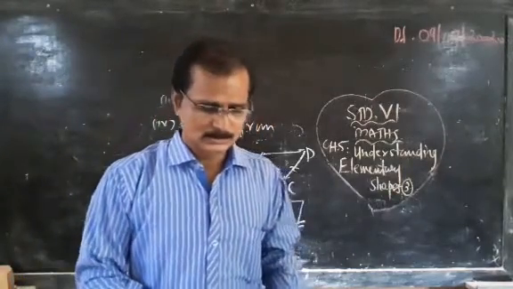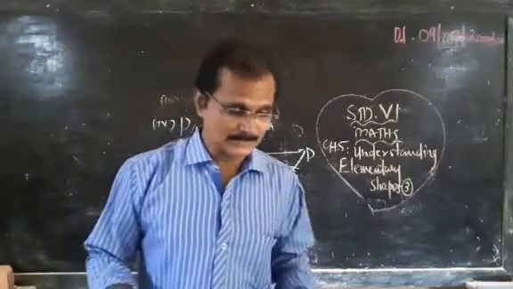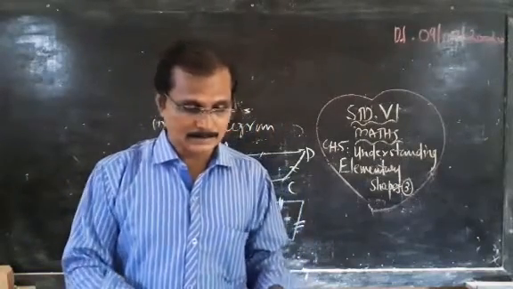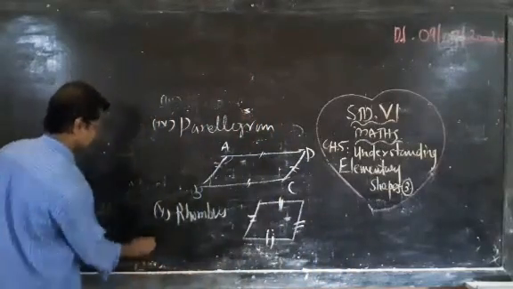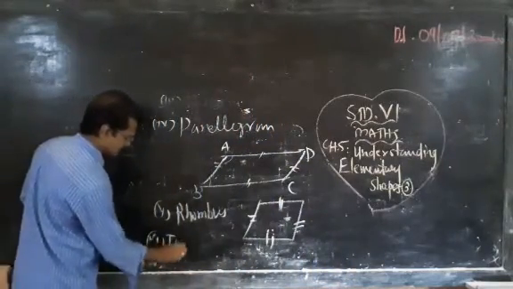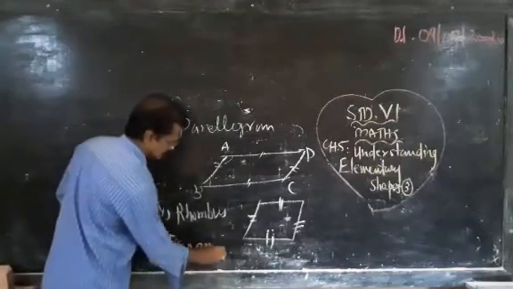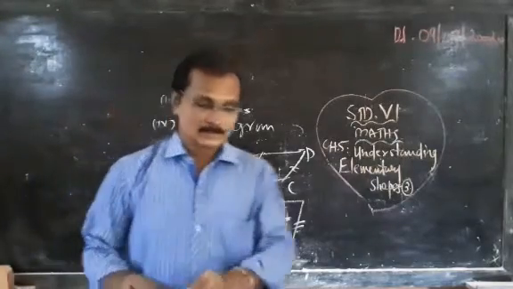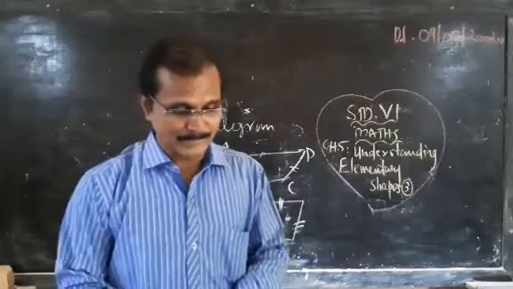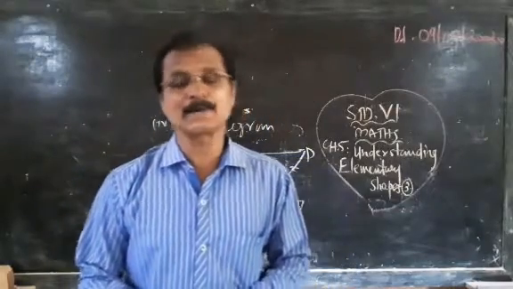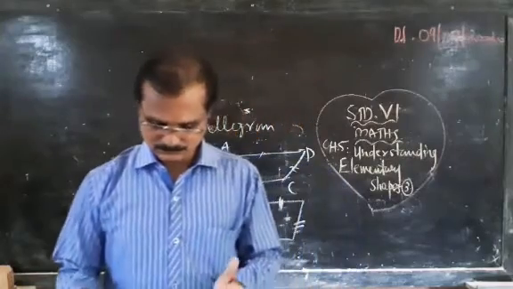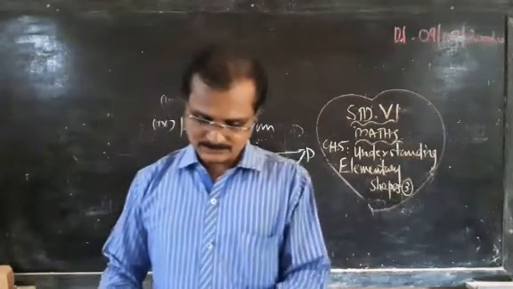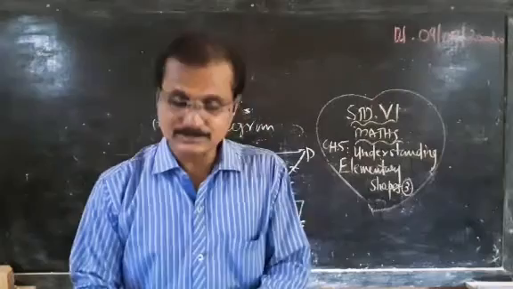Now, different types of polygons, and another one is trapezium. What is a trapezium? A quadrilateral in which one pair of opposite sides is parallel. That is a trapezium. And on page number 170, the figure is given.